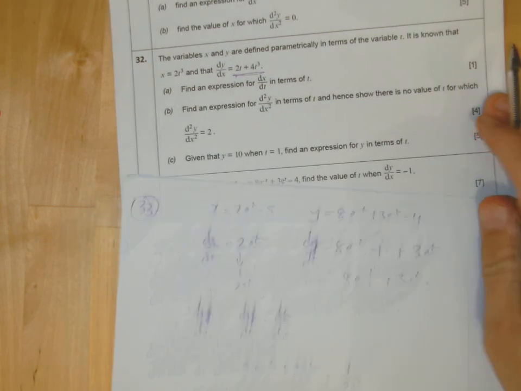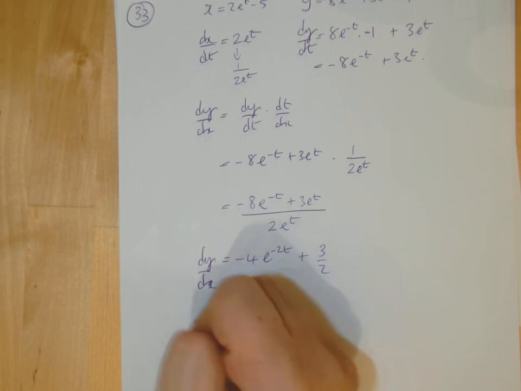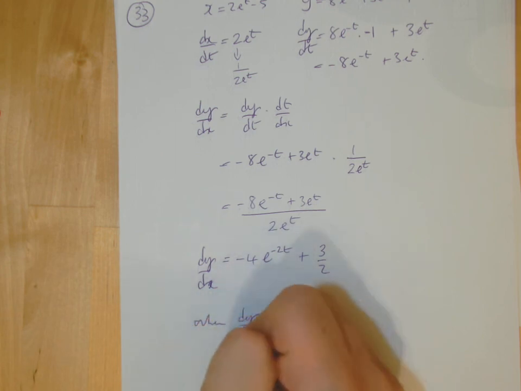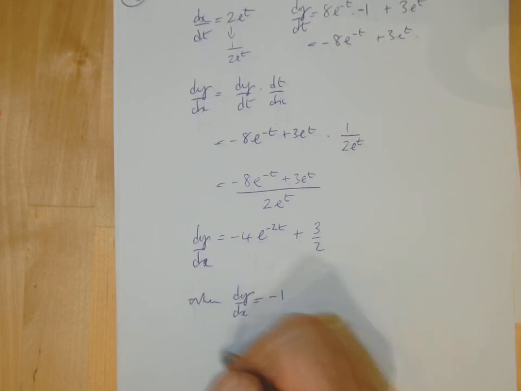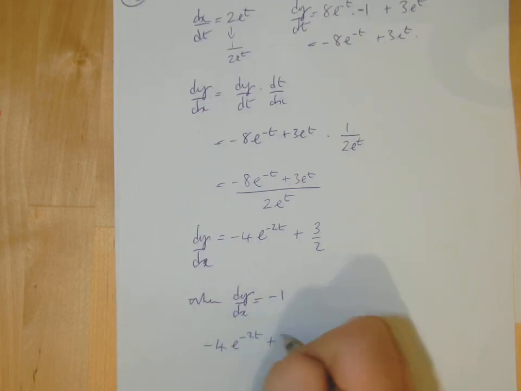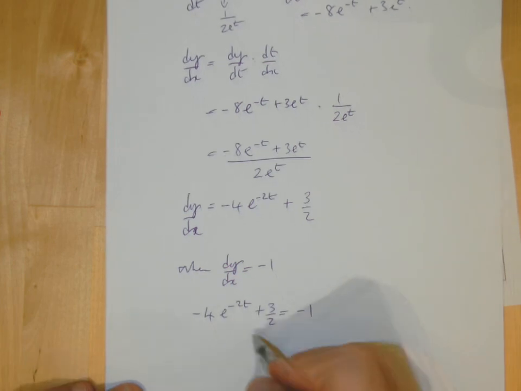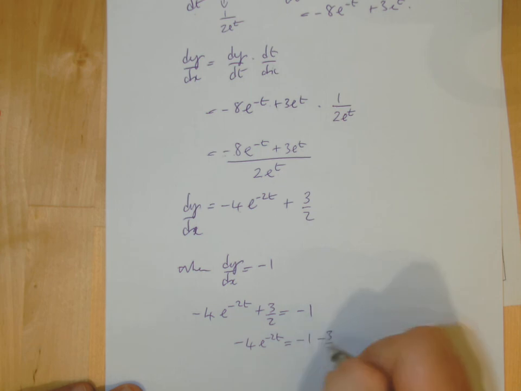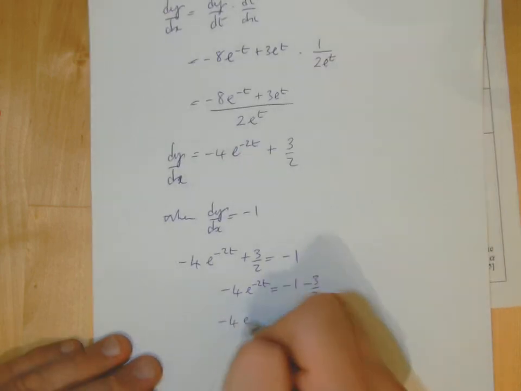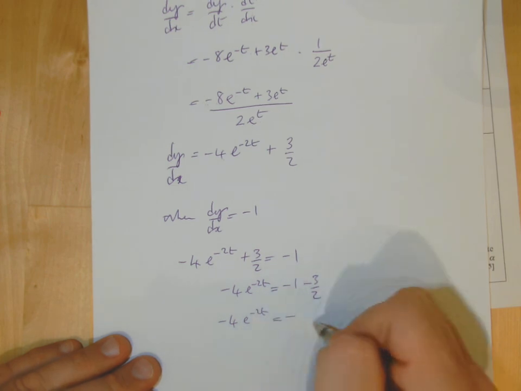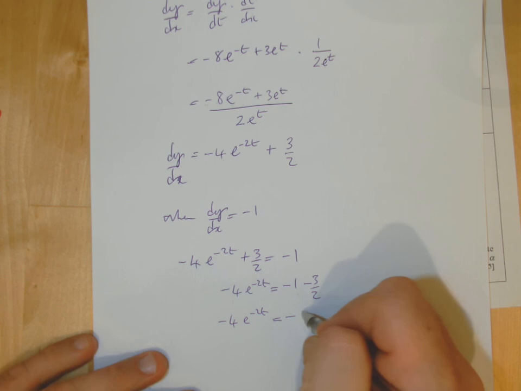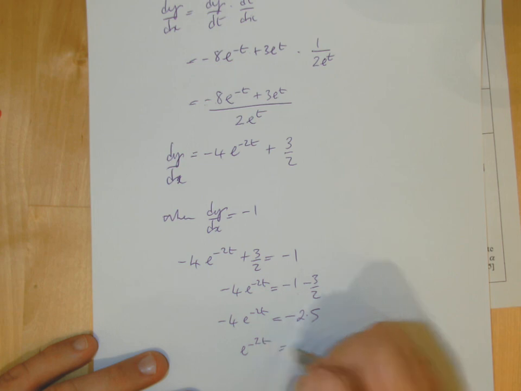It says then when dy/dx is equal to -1, right? Find t. So when dy/dx equals -1, we can then put this equal to -1. Okay, and then take this over, so -1 minus 3 over 2. So it's equal to -2.5, isn't it? You use your calculator on this, right? And then e^(-2t) will be -2.5 divided by -4.